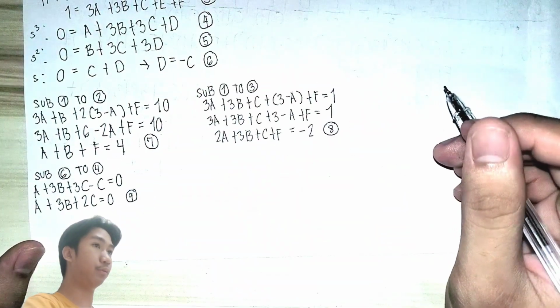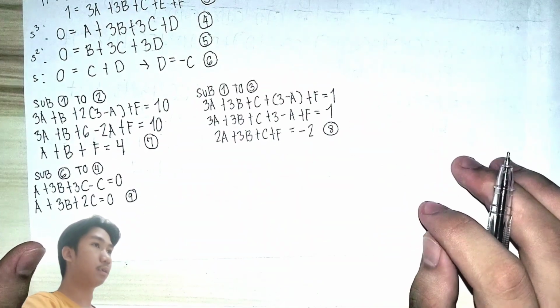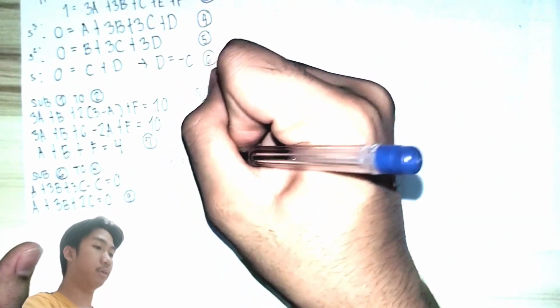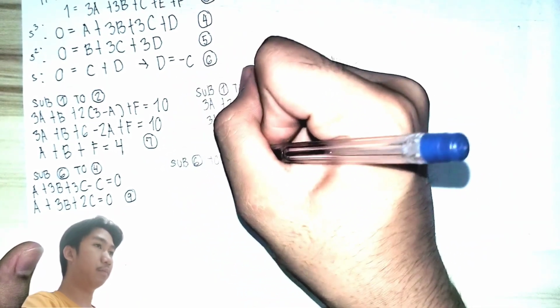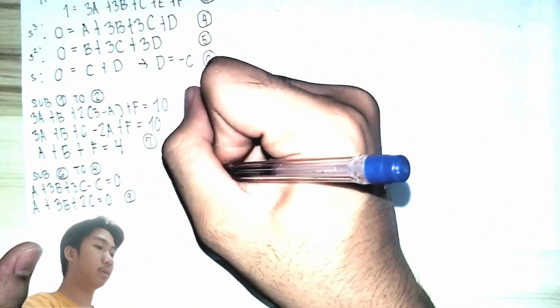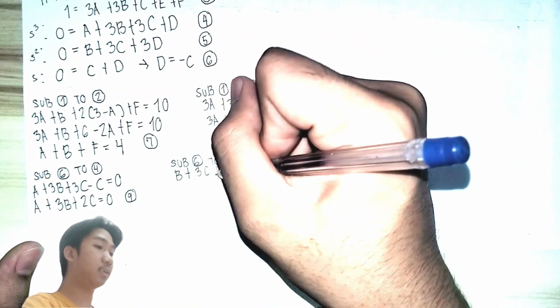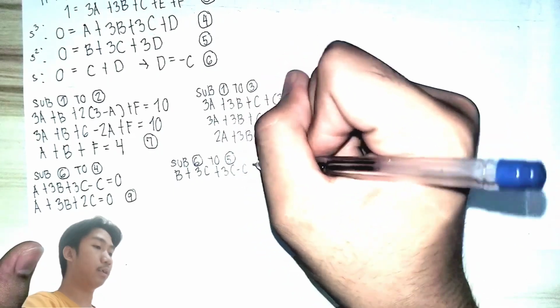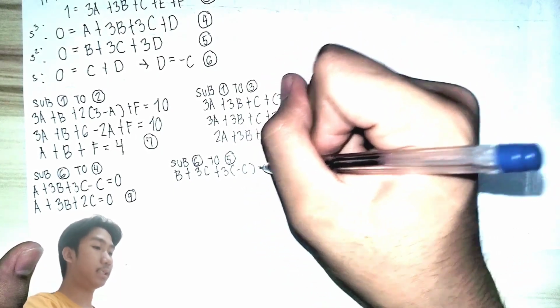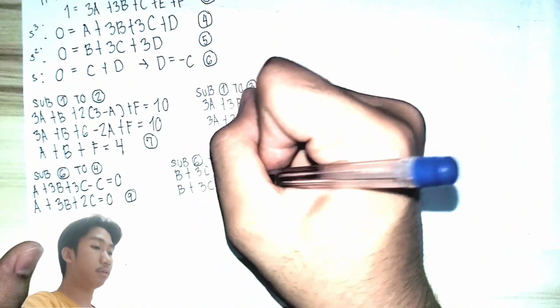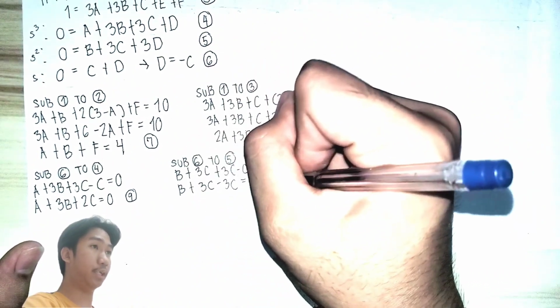Next, we'll substitute equation 6 to equation 5, and that would be b plus 3c plus 3 multiplied to negative c is equal to 0, and that now would be b plus 3c minus 3c is equal to 0. Now our b is equal to 0.